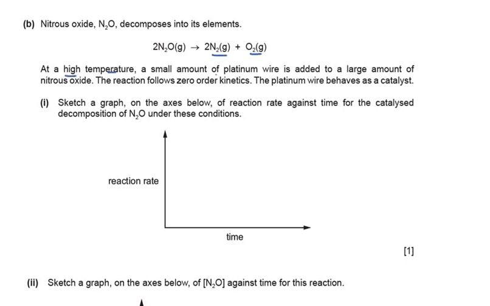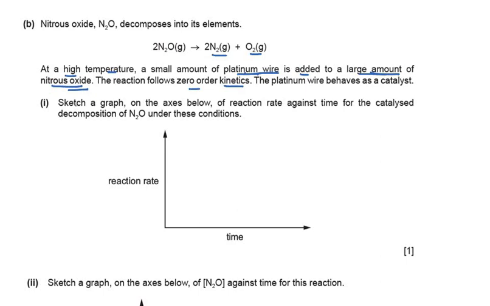At a high temperature, a small amount of platinum wire is added to a large amount of nitrous oxide here. Now what is written here is that at a high temperature, a small amount of platinum wire is added to a large amount of nitrous oxide, and the reaction follows zero order kinetics. The platinum wire behaves as a catalyst.